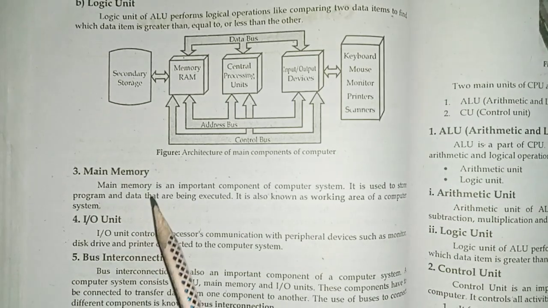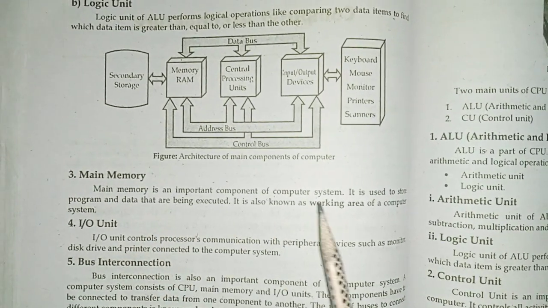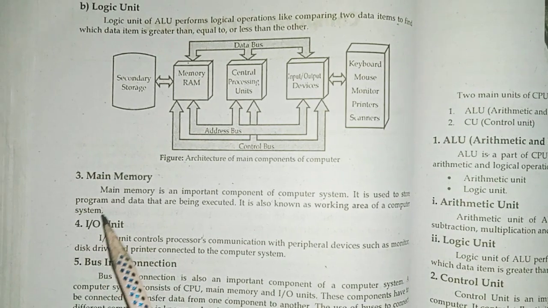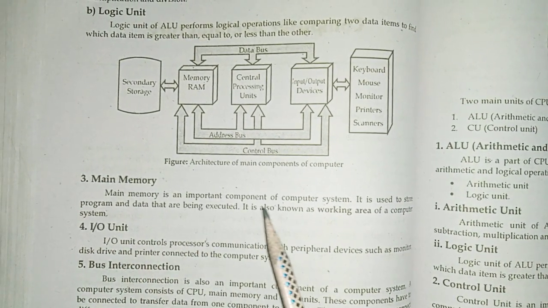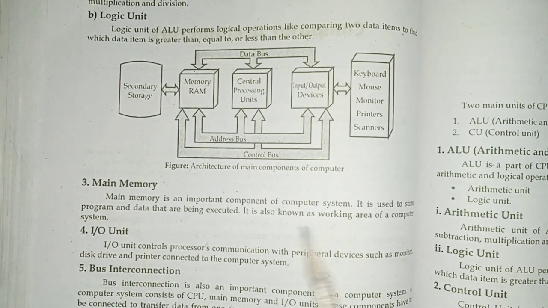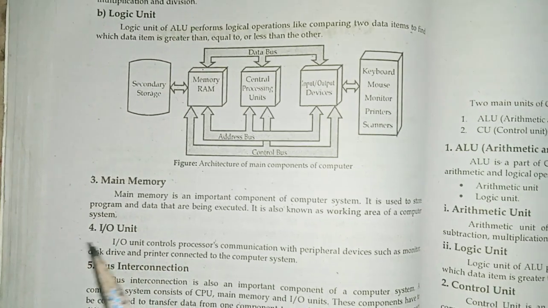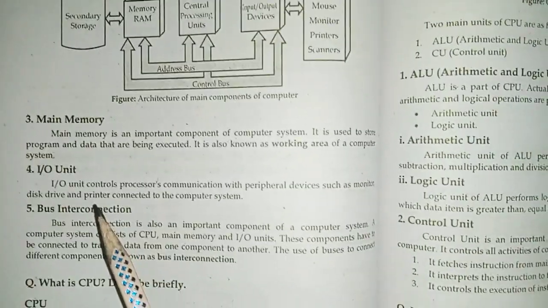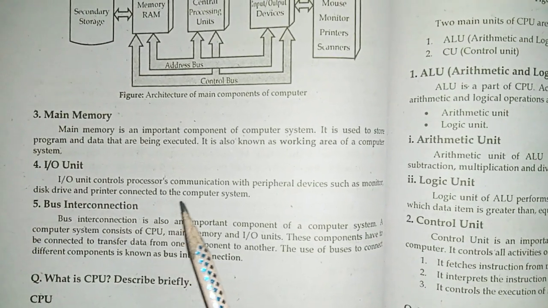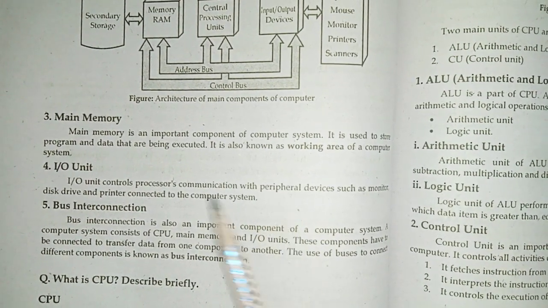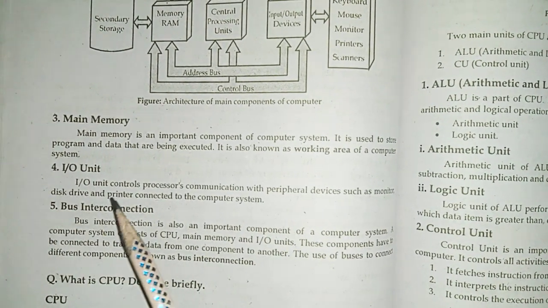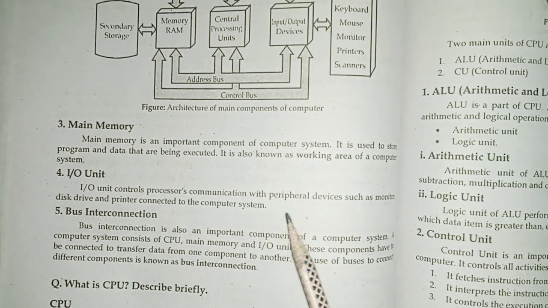inputs and outputs. The main memory is an important component of the computer. It is used to store the programs and data that are being executed. It is also known as the working area of a computer system. In the I/O system, the I/O units control the processor's communication with peripheral devices such as the monitor, disk drives, and printer connected to the computer system.